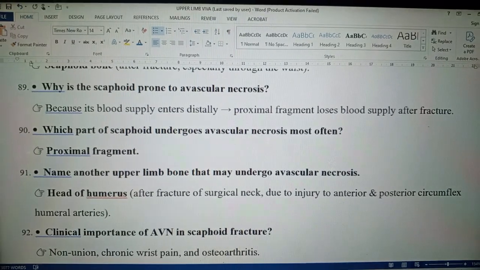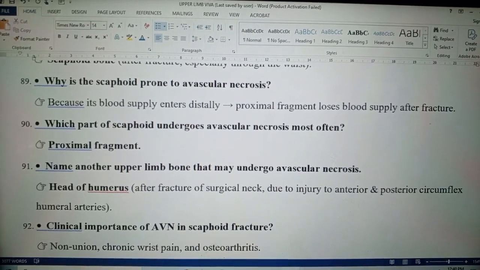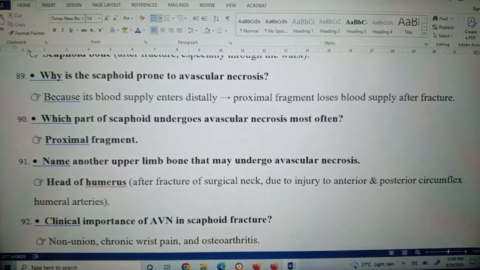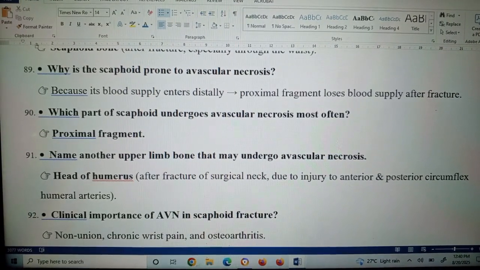Okay, Bismillahirrahmanirrahim. This is part 2 of the upper limb Viva questions that can be asked to you in your Viva. Now, starting from question number 1, that is our question number 89.